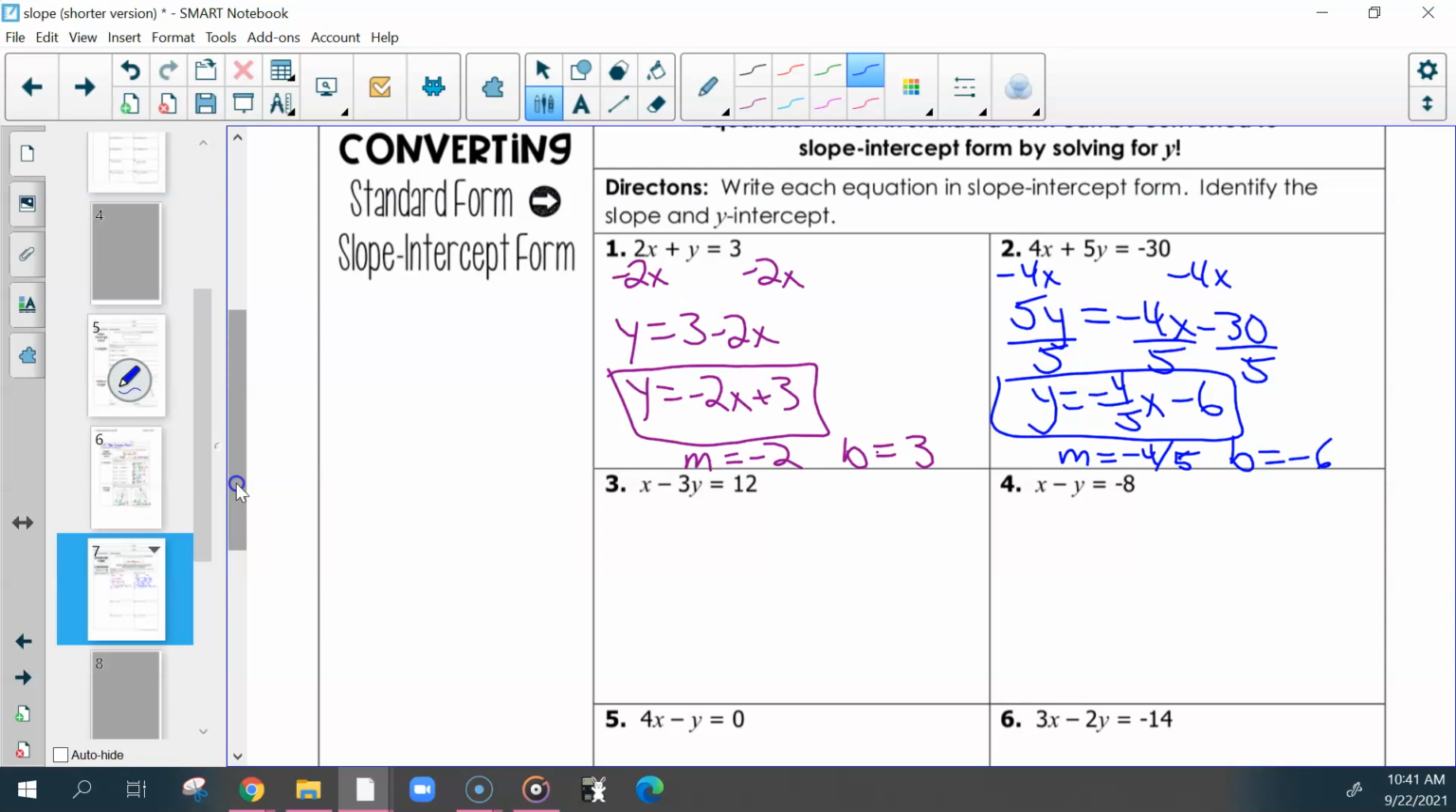We're going to do a couple more of these examples when we get back from lunch, and then I'll let you practice them, and then we'll move on to the graphing.